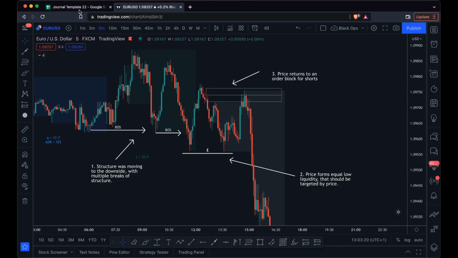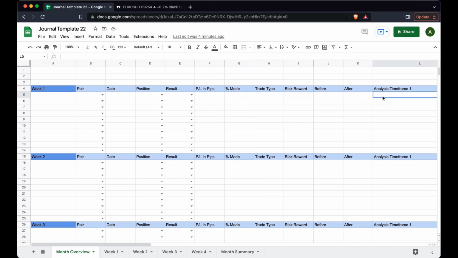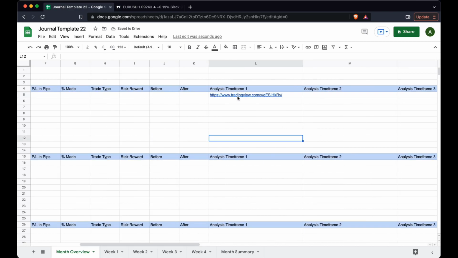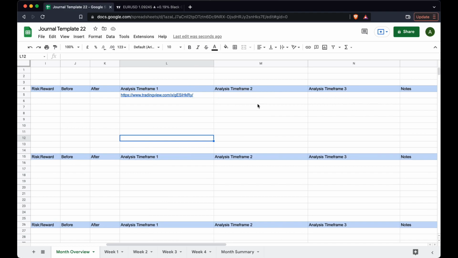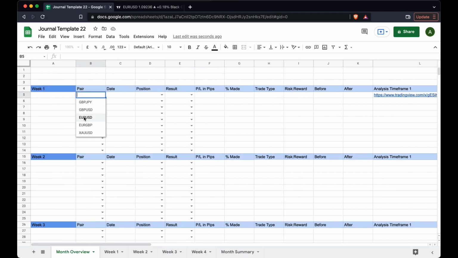So what I'm going to do next is copy this and add it to my spreadsheet. I'm going to come here to the analysis time frame, so we can paste it over here. Now it's been pasted as a link. What you do is you do the same for the other 2 time frames as well. Now let's go through it, and it'll be Euro USD. I think this was yesterday's trade.